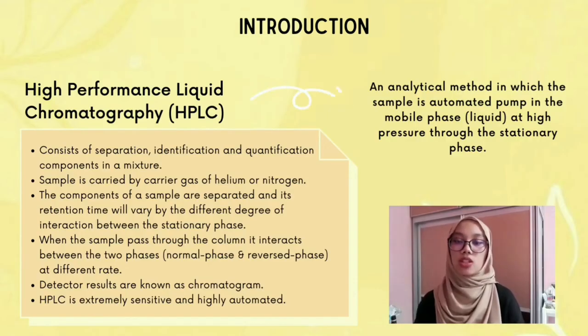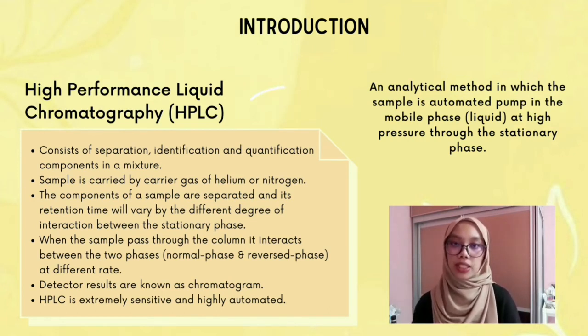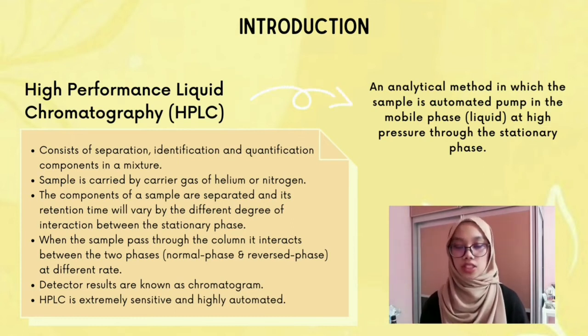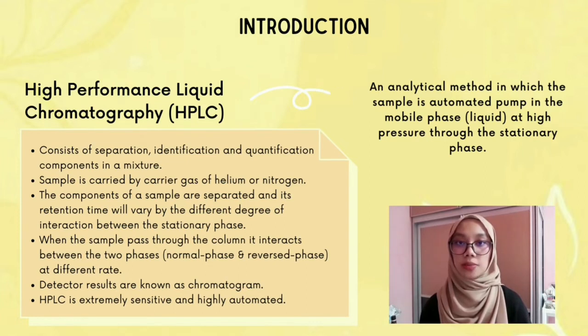High-performance liquid chromatography, or HPLC, is also an analytical method in which the sample is automatically pumped in the mobile phase at high pressure through the stationary phase. The HPLC mobile phase is liquid. It consists of separation, identification, and quantification of components in a mixture.